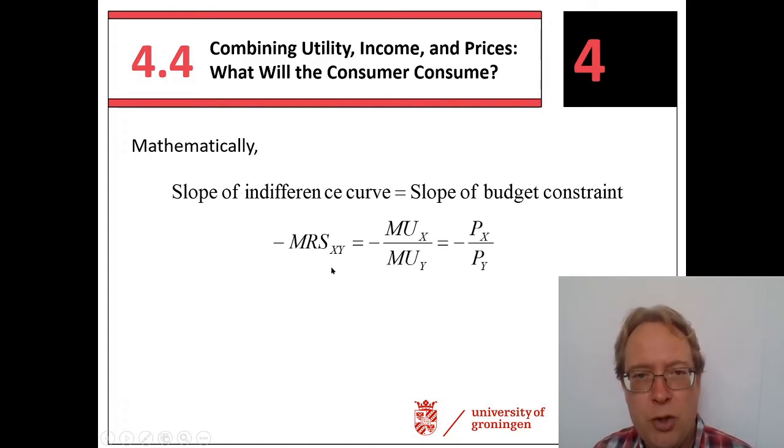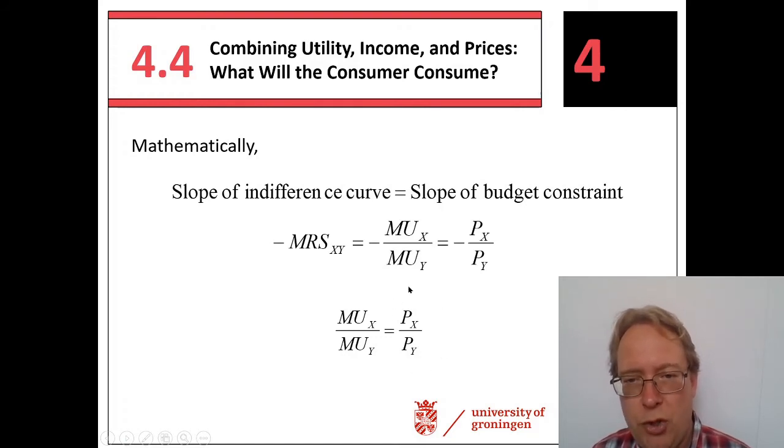The slope of the indifference curve was minus MRS, or in other words, minus the marginal utility of x divided by the marginal utility of y, and that should equal the slope of the budget constraint, and that's just px over py, as we also saw before. Get rid of the minuses, and that gives me this condition. The absolute value of the slope of my indifference curve should equal the absolute value of the slope of my budget line. MUx over MUy should equal Px over Py.